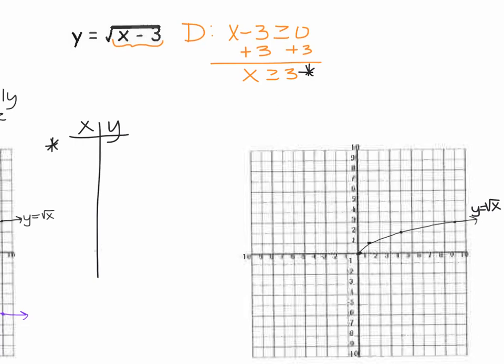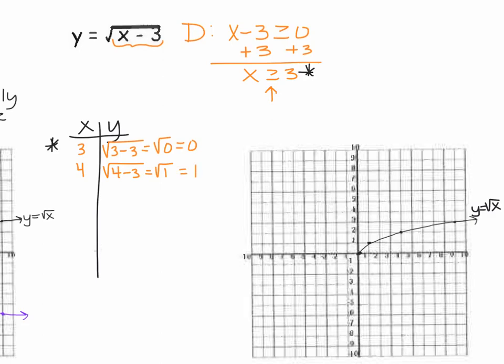If I start with 3, we have the square root of 3 minus 3, which would be 0, and the square root of 0 is 0. Now if I think about other numbers to plug in, notice it says greater than or equal to 3. So let's try to think of numbers that will give us a perfect square root answer. If I pick 4 and I plug that in, 4 minus 3 is 1, and that's a perfect square root. The square root of 1 is 1.